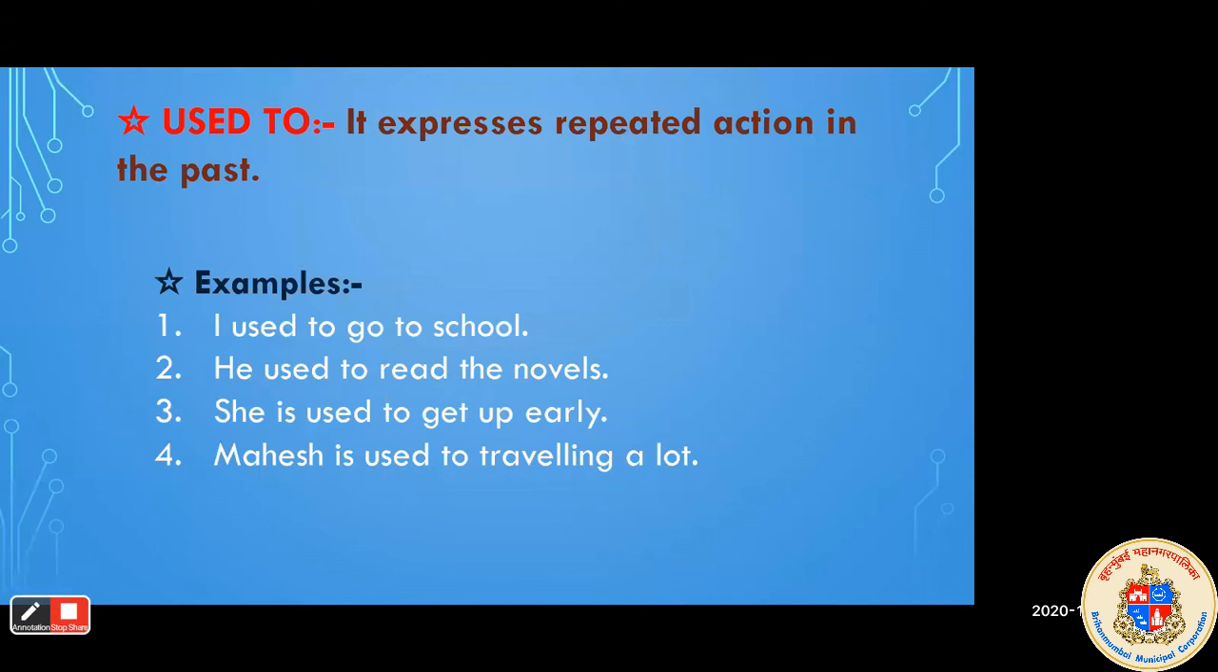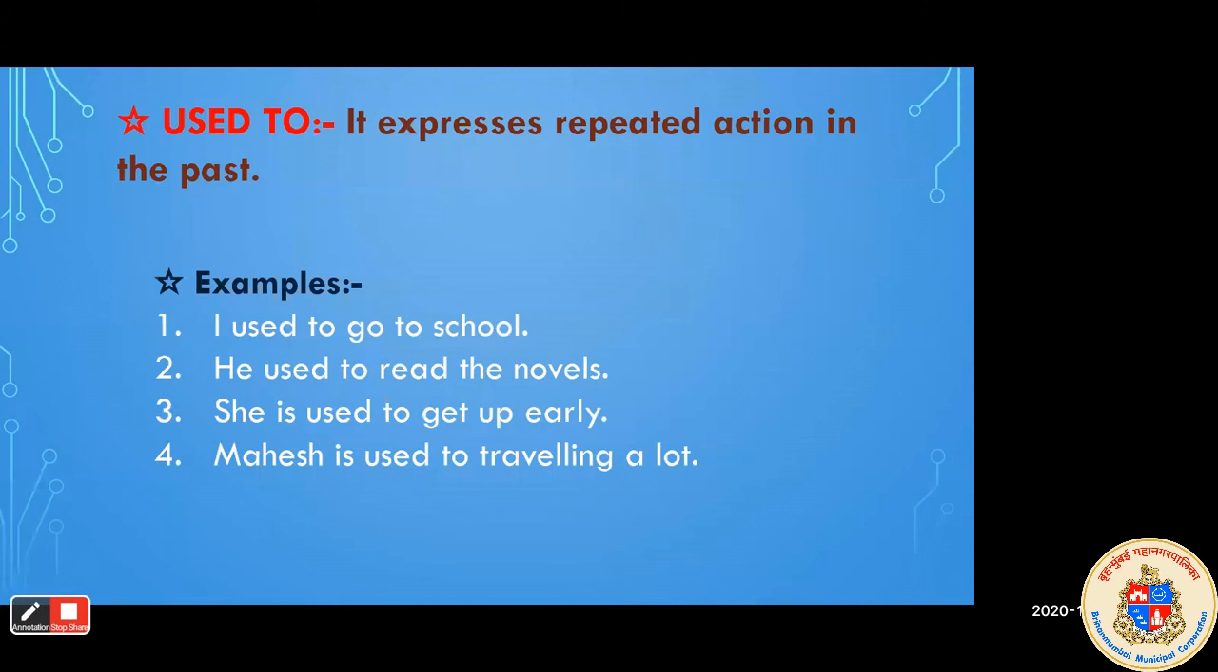Yes, excellent, Veda. So here you can see the words used to show the repeated action in the past. I used to go to school. He used to read the novels. She used to get up early. Mahesh used to travel a lot. So all these are the past habits of the persons. While showing these past repeated actions, you can use the modal verb used to.